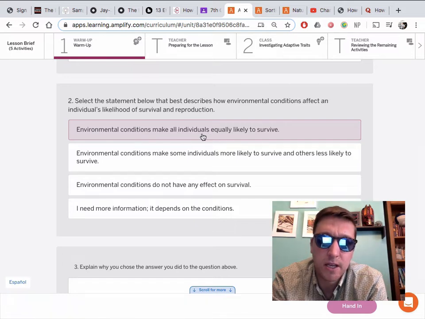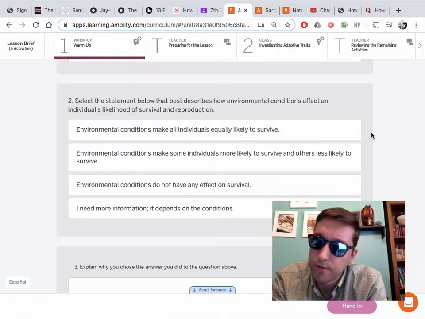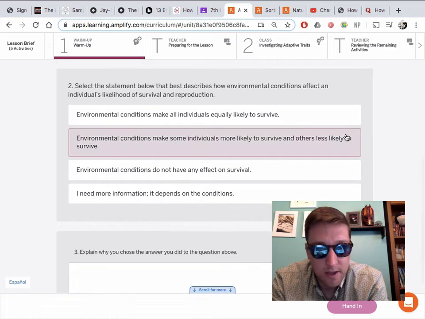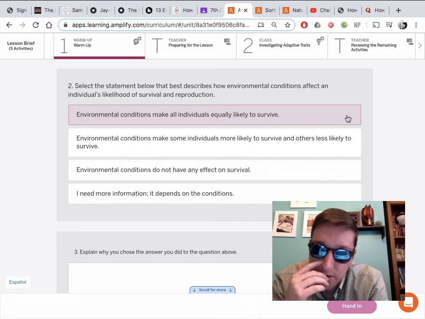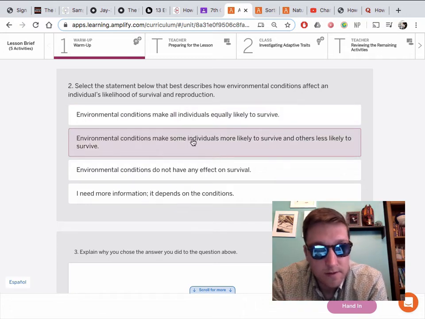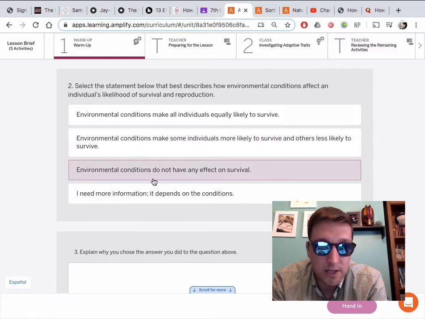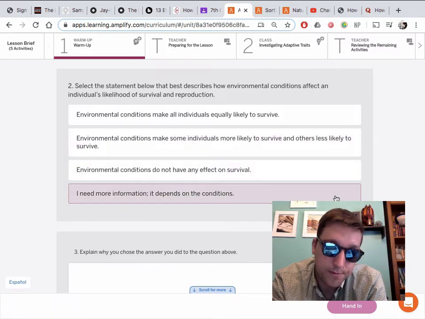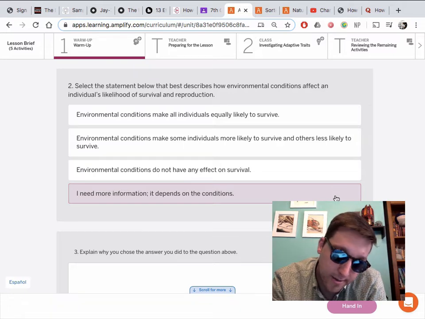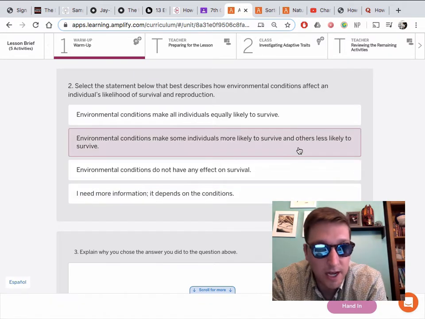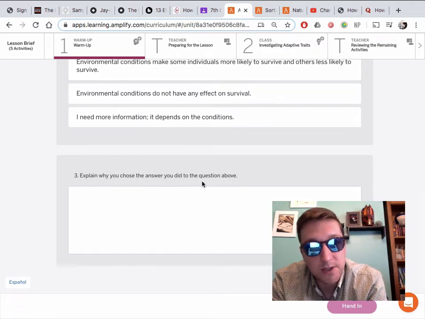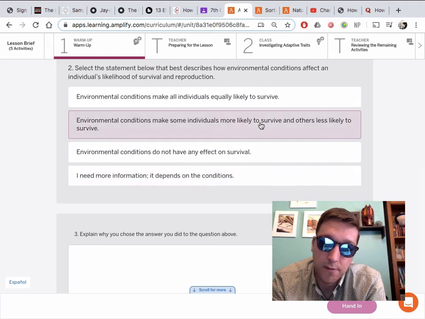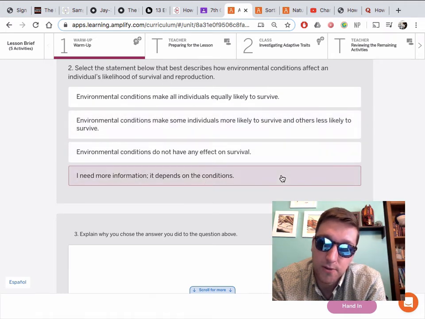So which statement below describes how environmental conditions affect survival and reproduction? Environmental conditions make all individuals equally likely to survive. No. Because some individuals are more likely to survive than others. So the second one looks pretty good. Environmental conditions do not have any effect on survival. No. I need more information. It does depend on conditions, but I like the second answer. I don't know about you. Explain why you chose the answer you did to the question above. So are you going to choose the second one or the fourth one?